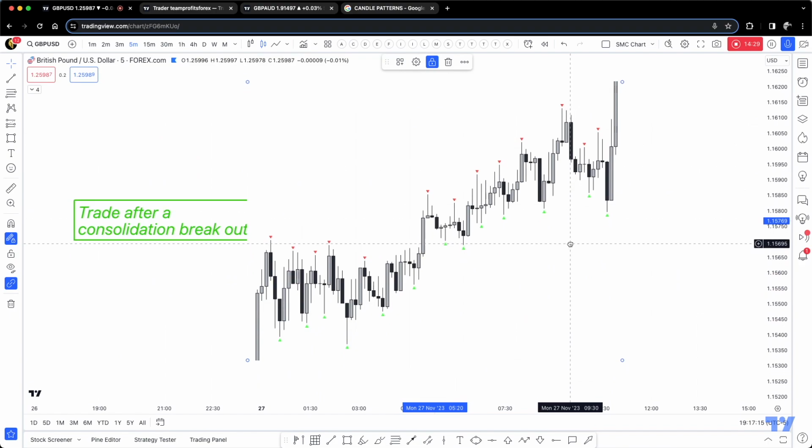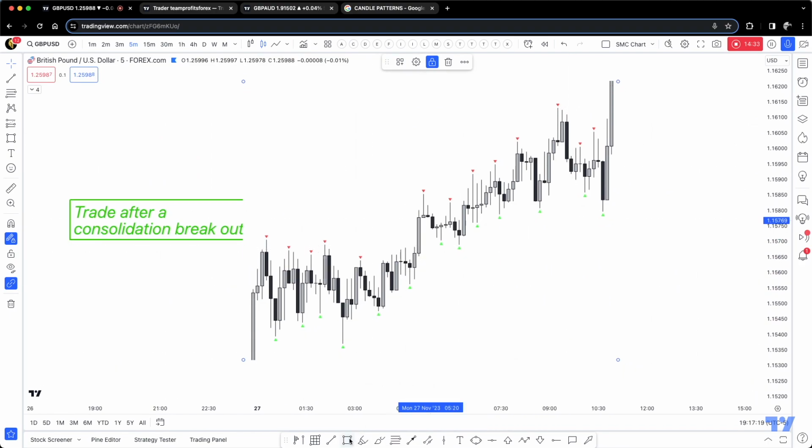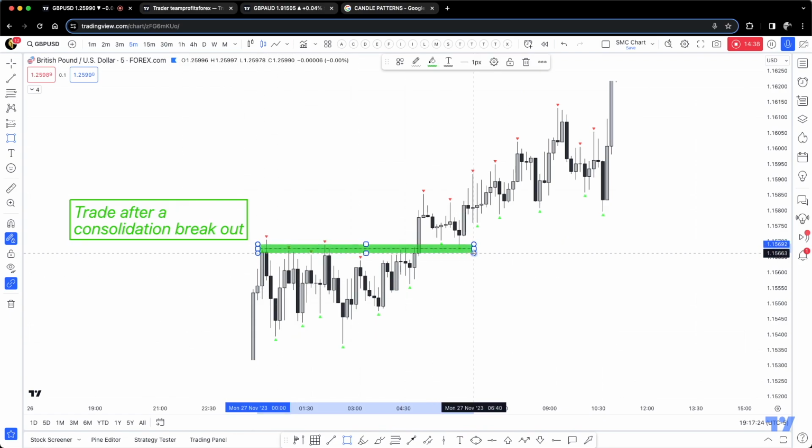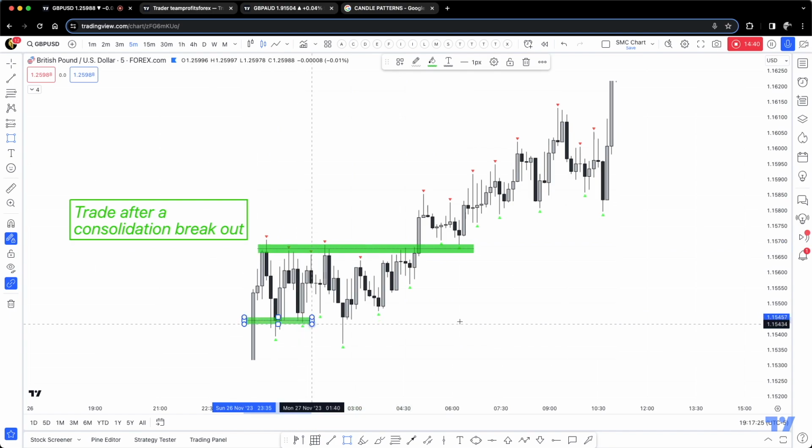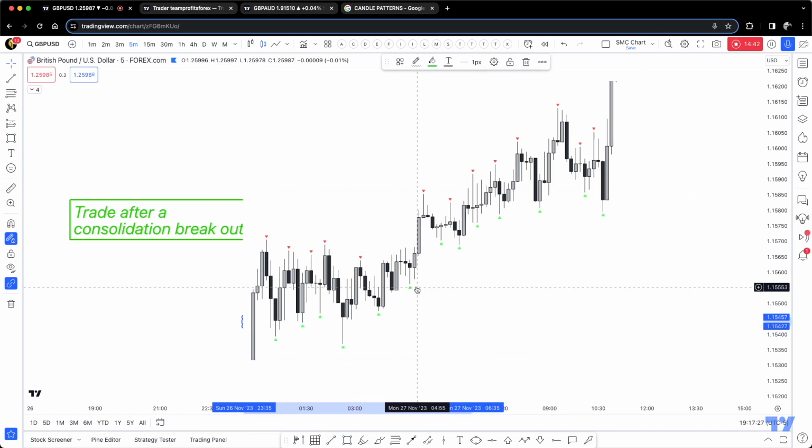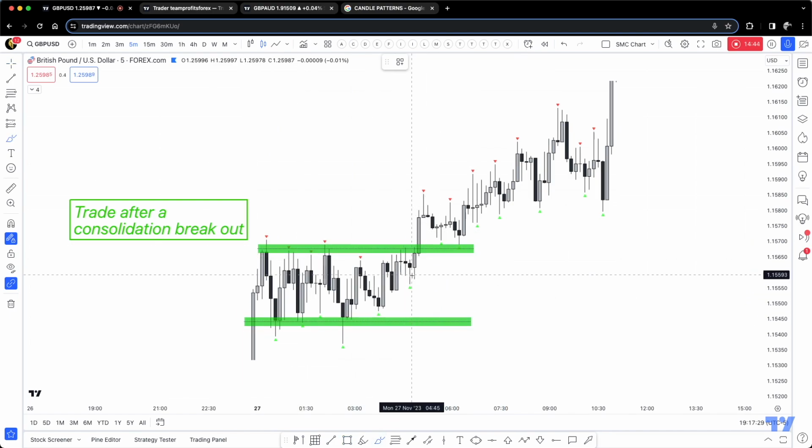Let's see. Right here, trade after a consolidation breakout. I like this one a lot, because you can see price was consolidating until finally it popped, right? Look at the break, strong candle again. Just look at the examples, guys.